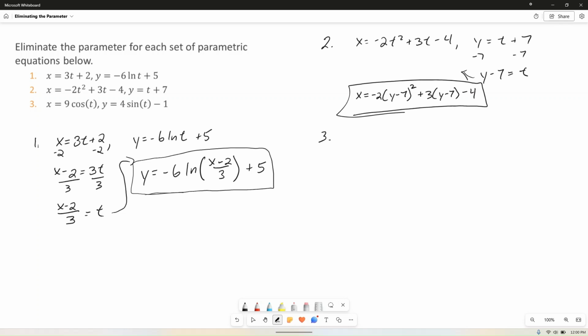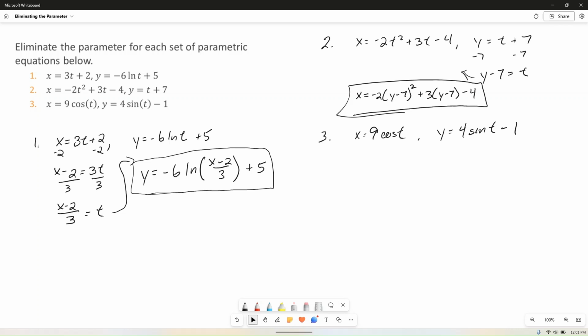So this time we have x is equal to 9 cosine of t, and we have y is equal to 4 sine of t minus 1. If we try to follow the same process, that means I'd have to solve either x equals 9 cosine of t for the t, or I'd have to solve the y equation for t. But in both of these examples, the t is inside a trig function. It's inside the cosine or it's inside the sine.